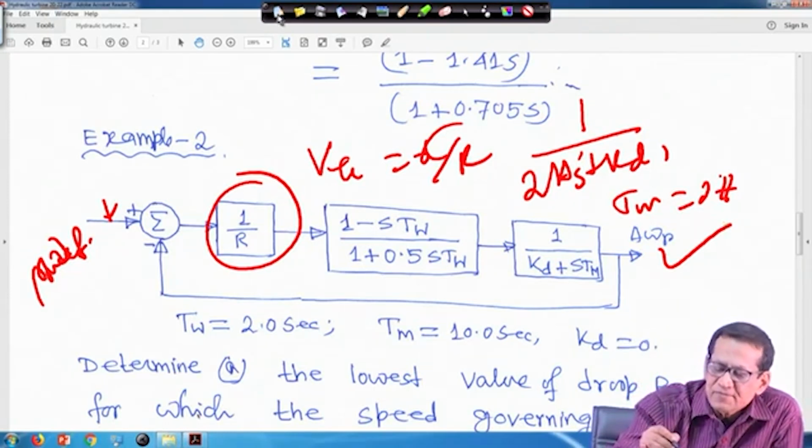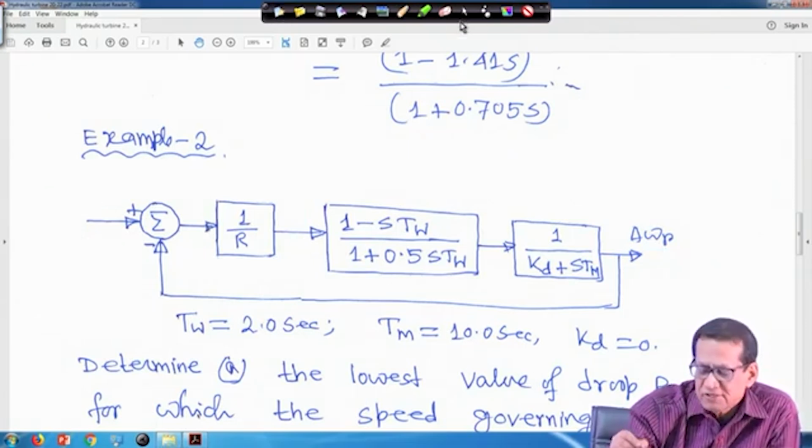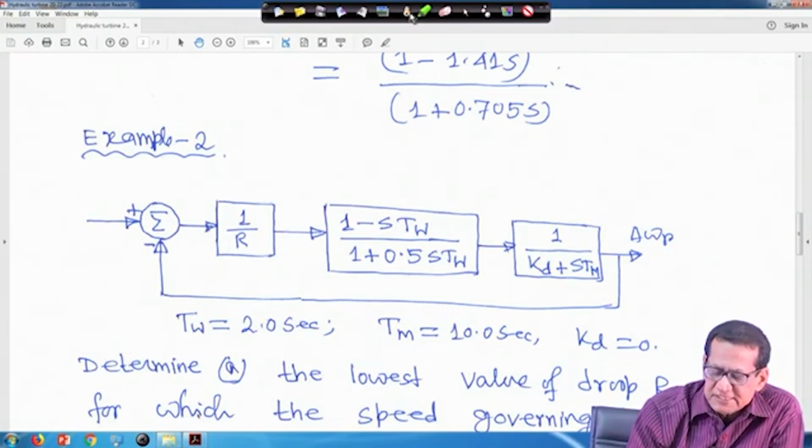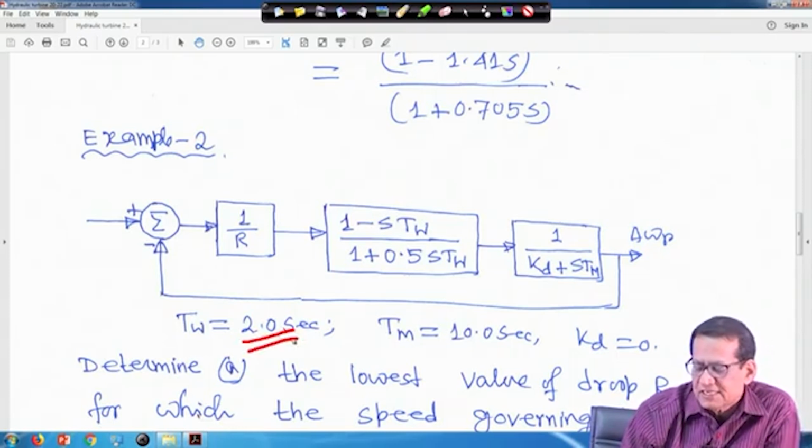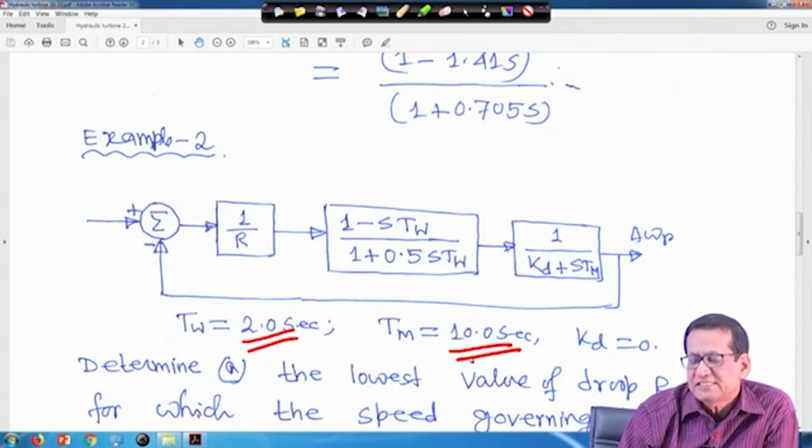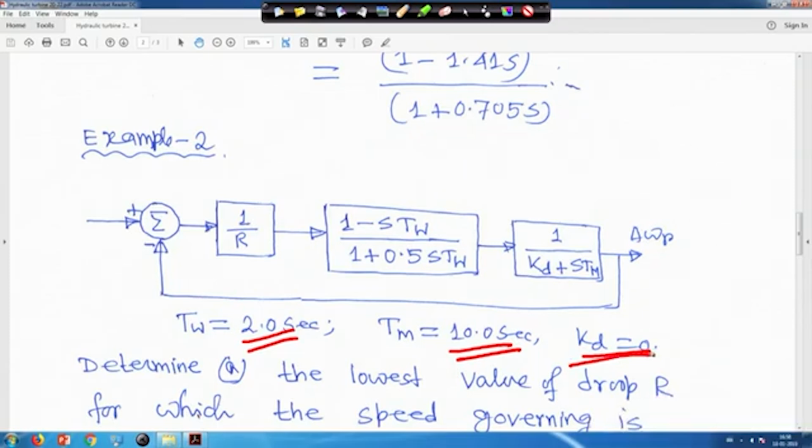Now, the following parameters are taken: T w is equal to 2 seconds, T m is equal to 10 seconds, right. That means H is equal to 5 because T m is equal to 2 H, and K d we have considered as 0, right. For easy analysis we have taken K d is equal to 0.